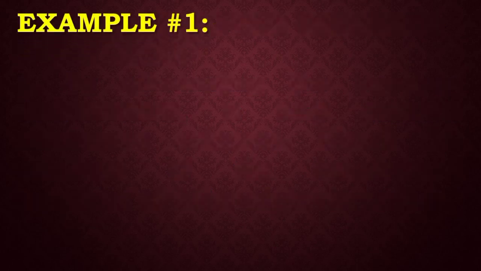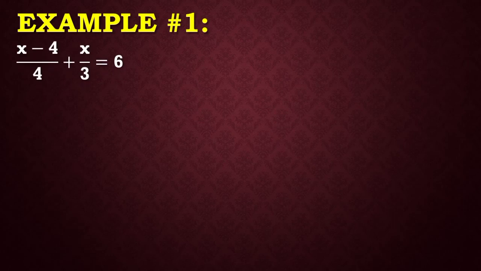So, let's have example number 1. (x minus 4) all over 4 plus x over 3 is equal to 6. Ang first step natin, kunin natin yung LCD. So, yung 4 tsaka 3. By the way, anong denominator ng 6? That is 1. Okay, so ang LCD, ganito kukunin.